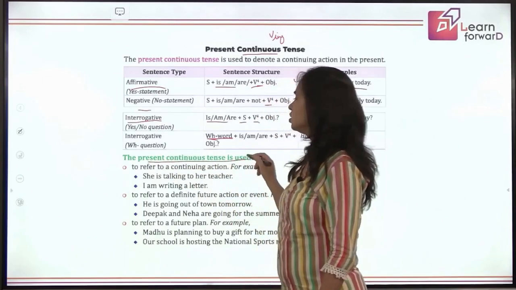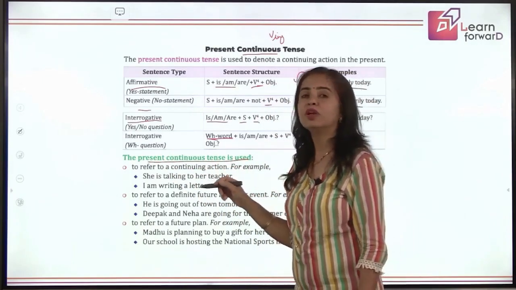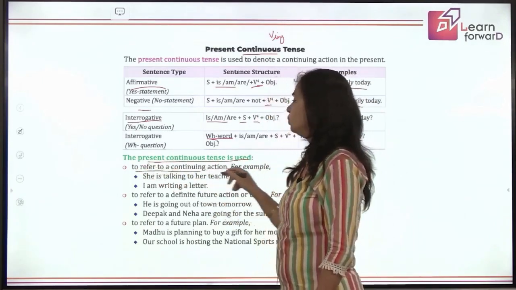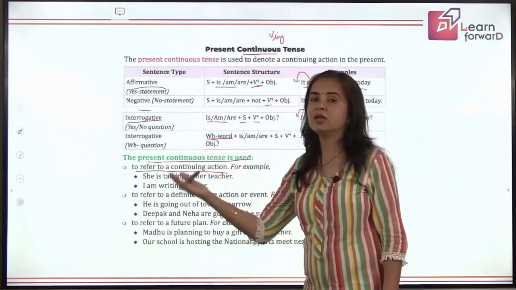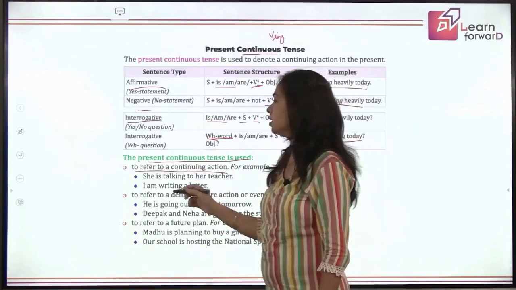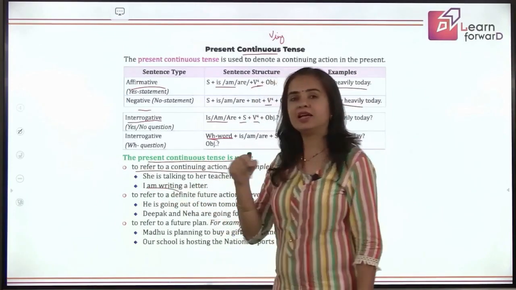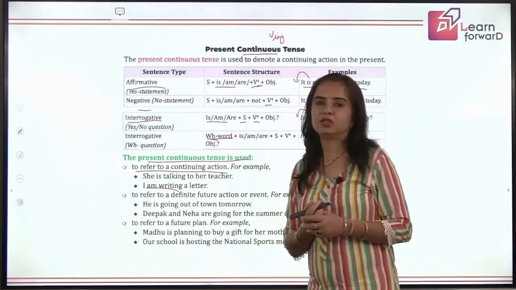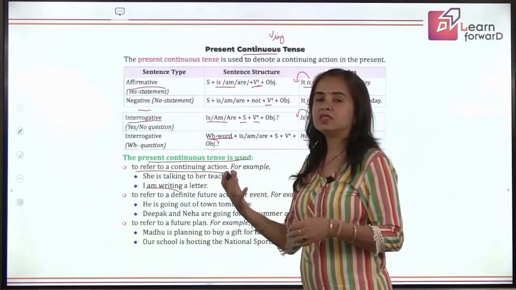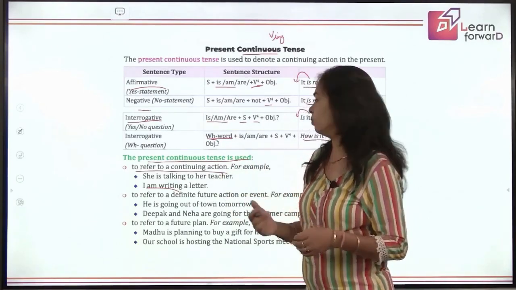So the uses of present continuous tense are to refer to an action in continuation, like she is talking to her teacher. So the action is taking place at the time of speaking. It is in progress. I'm writing a letter right now. I'm teaching tenses. You are listening to the lecture. So these are the actions in progress at the time of speaking.